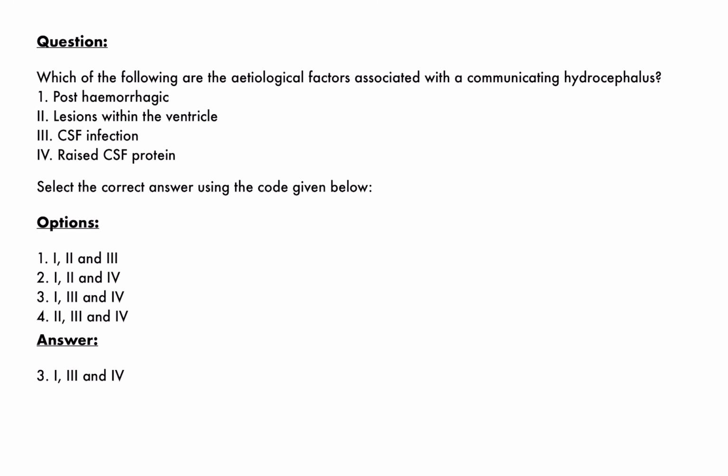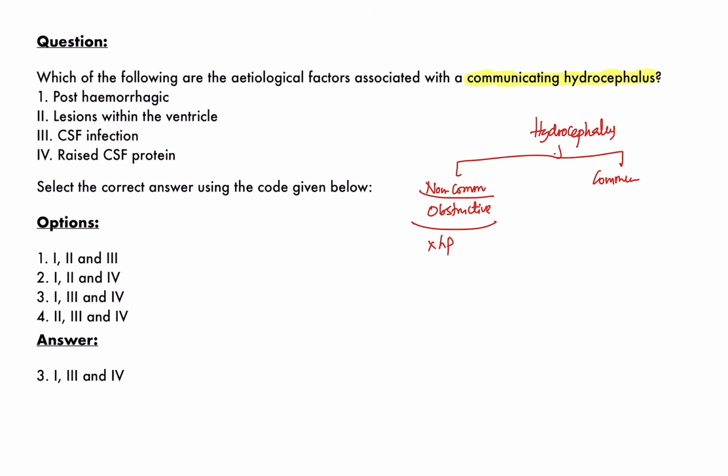Now, which of the following are the etiological factors associated with communicating hydrocephalus? See, when we talk about hydrocephalus, there are two entities. One is non-communicating, the other is communicating. Now, it is very important to understand the differentiation because if it is non-communicating or obstructive, it is dangerous. You cannot perform lumbar puncture here, and medical management is not enough. You have to go for surgical decompression immediately.